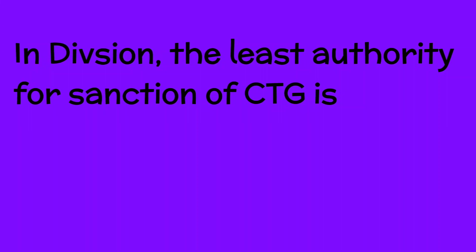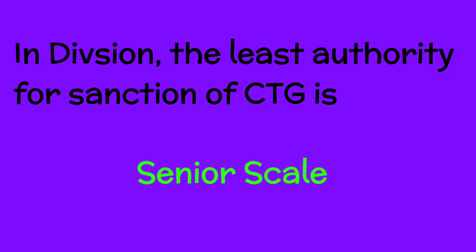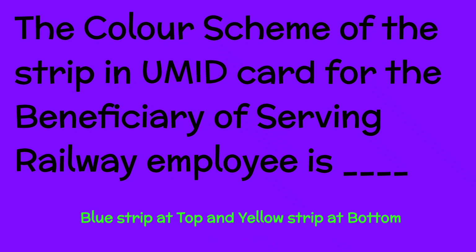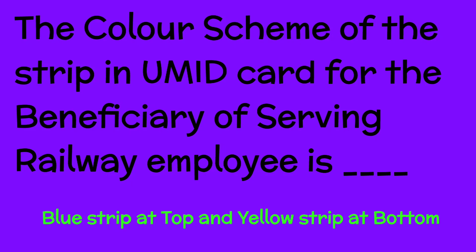In a division, the lowest authority for sanction of CTG is senior scale officers. The color scheme of the strip in the UMID card for the beneficiary of a serving railway employee is a blue stripe at the top and a yellow stripe at the bottom.